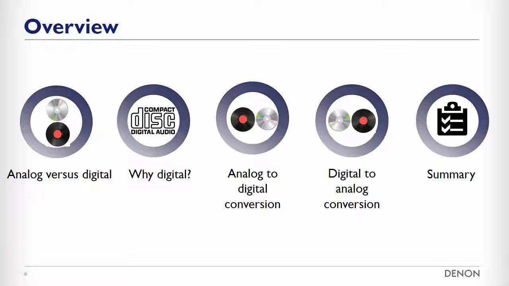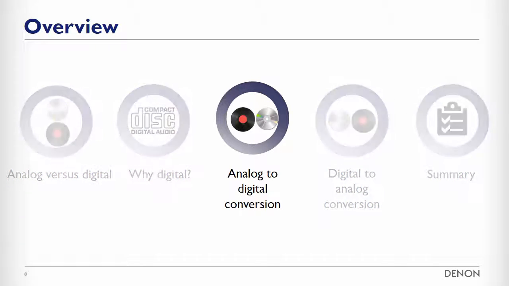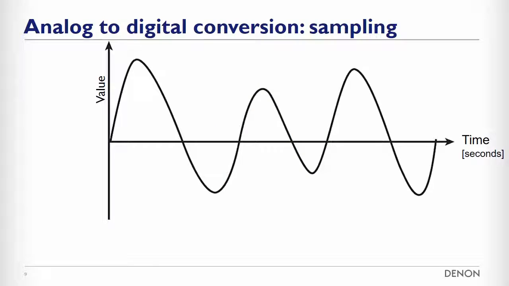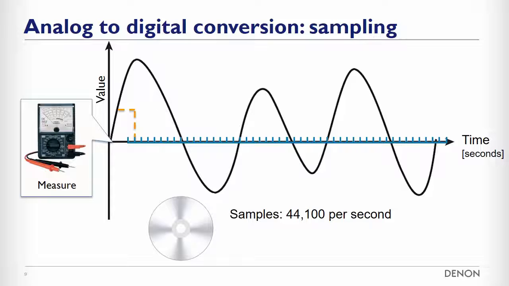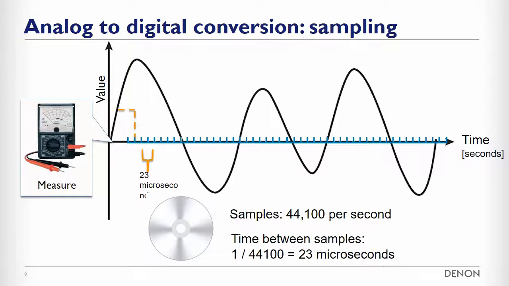Let's now have a look at how an analog music signal is converted to a digital signal. Analog to digital conversion is done in 2 steps. The first step is called sampling. Instead of a continuous audio signal, the time axis is divided into time slots. The audio signal is measured at every single time slot. A CD, for example, has a sampling frequency of 44.1 kHz, which means that the audio signal is measured 44,100 times per second. This results in a sample every 23 microseconds.